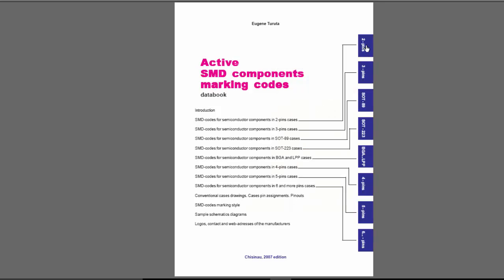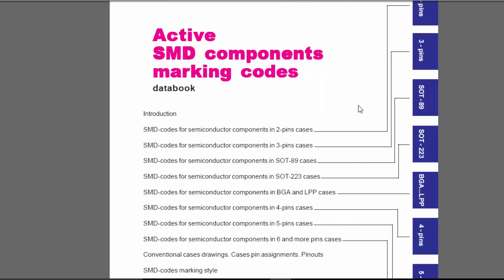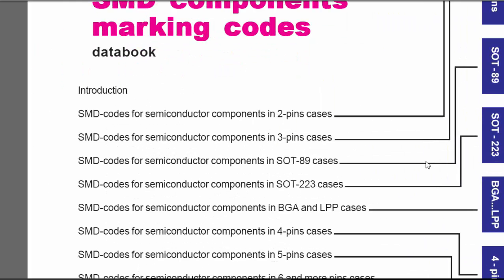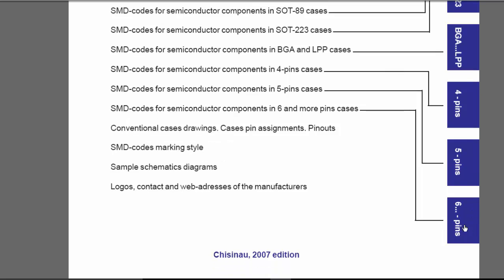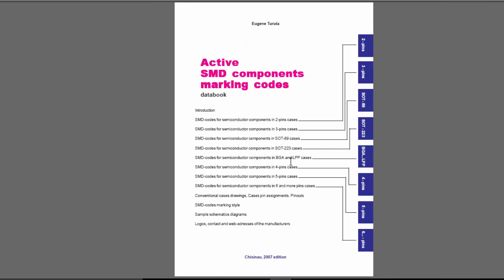In the first page, there is an index: 2 pin, 3 pin, SOT89, SOT223, 4 pins, 5 pins, 6 pins. So this book is divided by pin numbers. If you want to find 2 pin components or 3 pin components, then you have to go to the specific index.